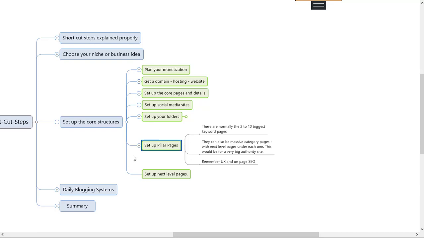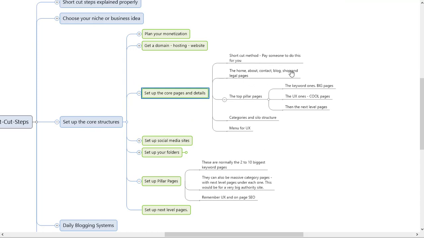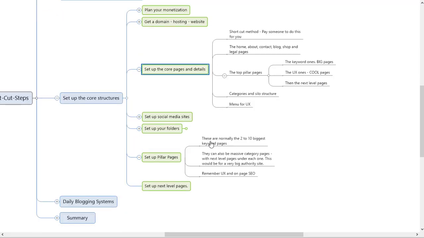Pillar pages. Now, when I spoke to you about core pages up here, I said you needed the home pages, which are those core pages, but then your pillar pages were big keyword pages, user experience ones, and some next level pages. So these would depend on the amount of searches and the popularity for items, right? Basically a pillar page is the top 2 to 10 of your biggest keyword pages. But they can also be category pages.